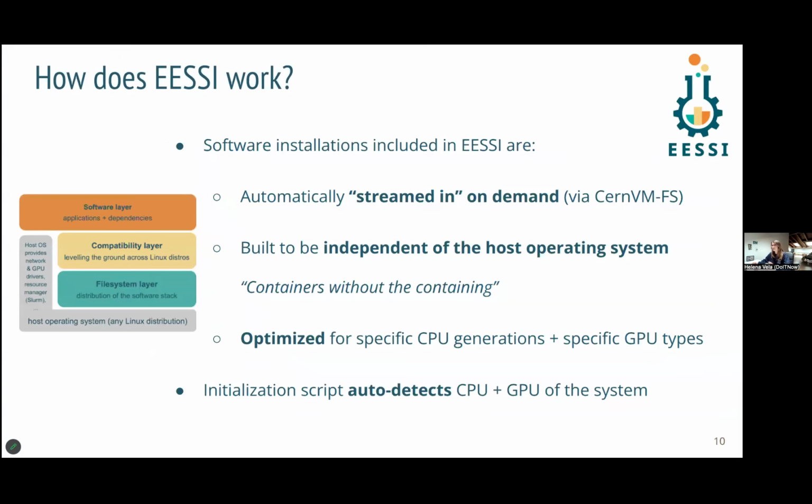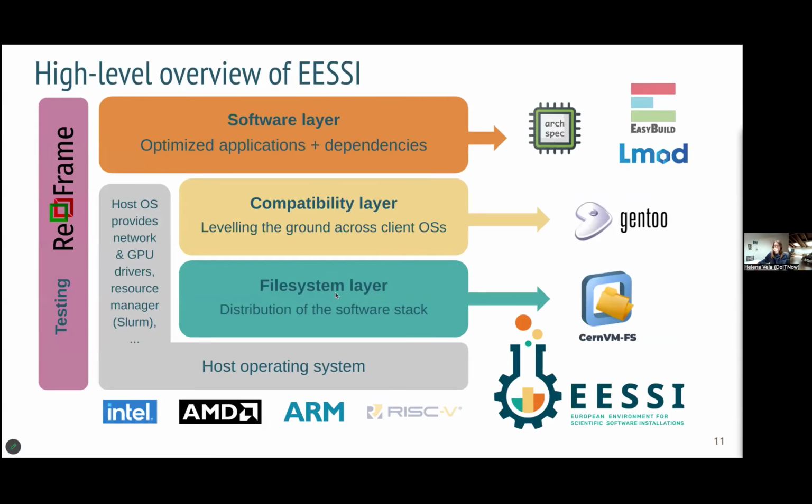And the key points are that these binaries are streamed on demand via CVMFS, and we'll get into that shortly too. And this is built to be independent of the host operating system thanks to the compatibility layer, as you've seen. And the binaries are optimized for the specific CPU generations and GPU types, which are detected in the initialization script, as you've seen too. And now let's zoom a bit into these layers. So I will explain these layers also separately, but this slide is for you to visualize it first.